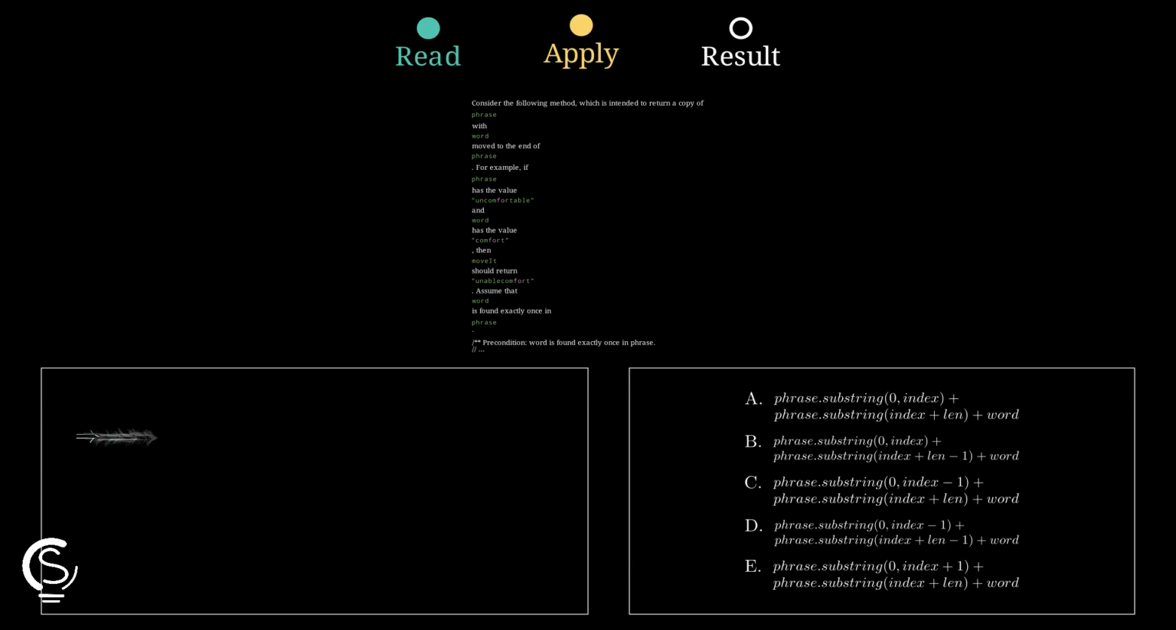Next, we must skip over the word itself to get the remaining tail of the phrase. We do this by starting a new substring at index plus the length of the word.